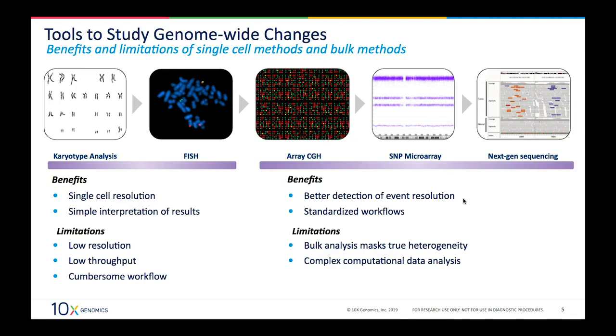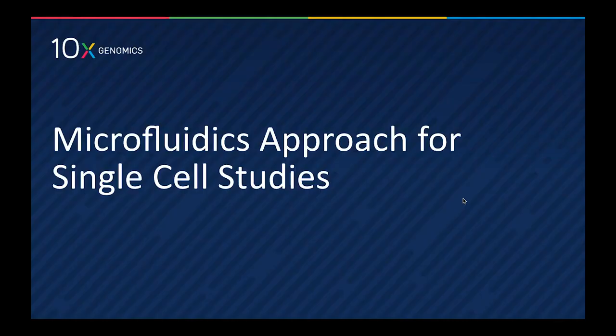So here the solution would be to find a tool that combines both the resolution of detection and the possibility to study things at the single-cell level, so that you can disentangle all the clonal heterogeneity in a population. I'm going to talk here about how microfluidic approaches can be used for single-cell studies.